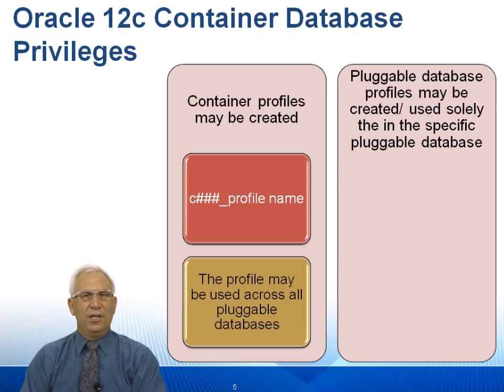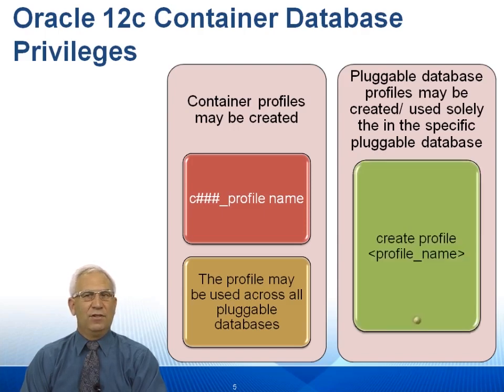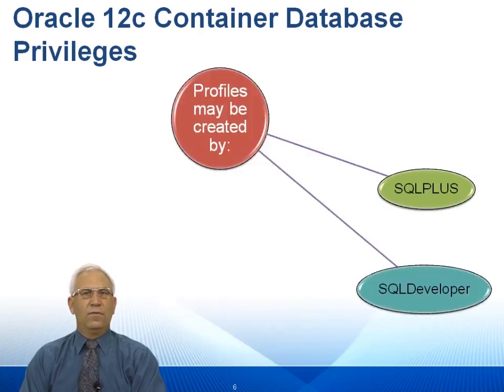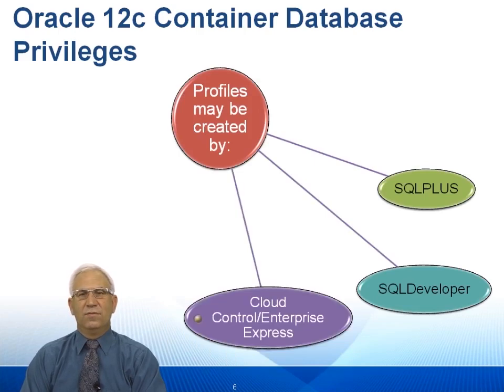If I want to create a generic profile and use it across all pluggable databases, I can do this at the container level. If I want to create a unique profile within a specific pluggable database, I can do that at the pluggable database level. Again, to do that, I would simply issue the command create profile, the name of the profile, within the pluggable database. If I am creating a profile at the container level, it will be named C hashtag something. If I'm creating the profile at the pluggable level, it will be given an actual name. Again, profiles can be created through SQL*Plus, SQL Developer, or Cloud Control, as well as Enterprise Manager Express.